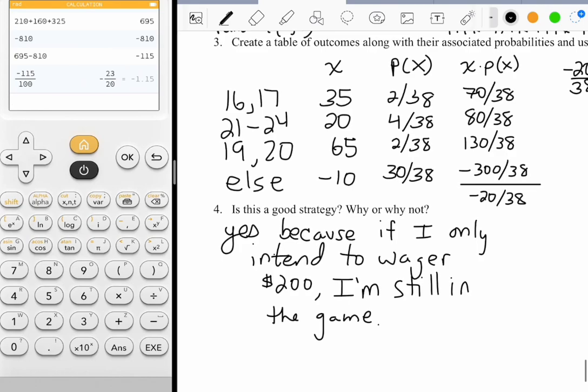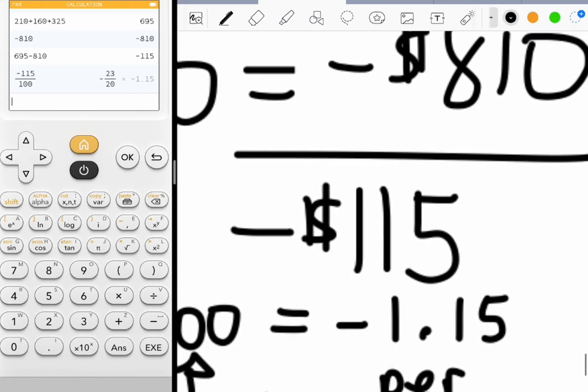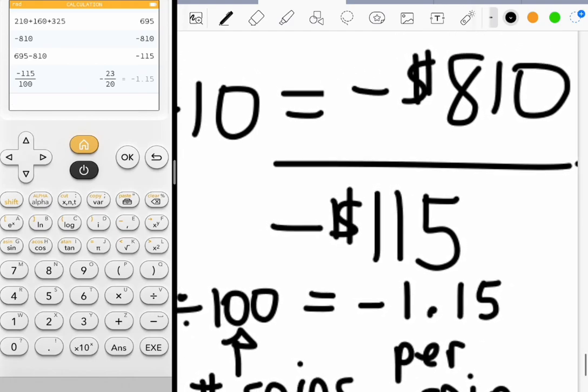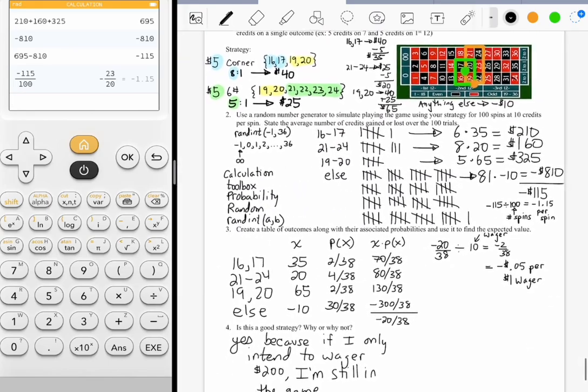All right. Your explanation could be completely different. I mean, maybe you don't want to lose anything. It's not a good strategy. Why? Because I have a negative number. Negative 115, unacceptable. I only accept 0 or positive numbers. You know, you could look at it that way. It's like, I don't want to lose a dime.